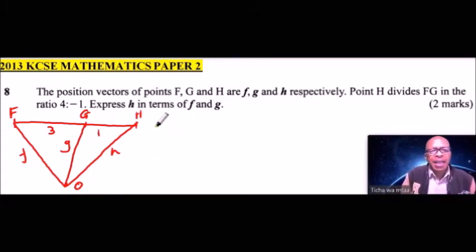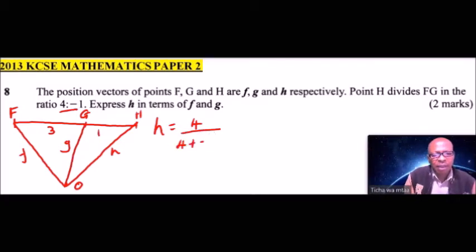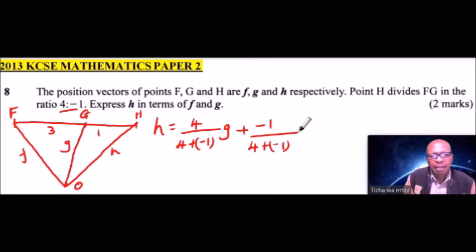So from there we will say then the vector H is equal to, now here we use this ratio because we are talking of how H divides FG. So we say from here to here, it is 4. That is 3 plus 1. It is 4. You divide by, now we add 4 plus minus 1. So we say it is 4 plus minus 1. And this we take the vector G, because we are talking of this position vector. So that is a position vector G, plus the other one is minus 1 divided by, we add 4 plus minus 1, and here we put the vector F, because we take the opposite vectors here.